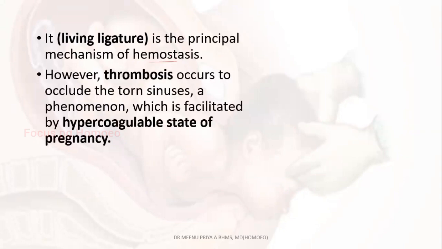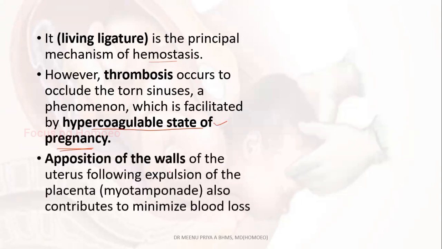However, thrombosis occurs to occlude the torn sinuses, a phenomenon which is facilitated by the hypercoagulable state. This we saw in the physiological changes in pregnancy. Pregnancy is a hypercoagulable state, and that is why it is happening. It is preparing the entire body for the third stage. This state is present during pregnancy to prevent bleeding. Apposition of the walls of the uterus following expulsion of the placenta, myotamponade, also contributes to minimize blood loss.